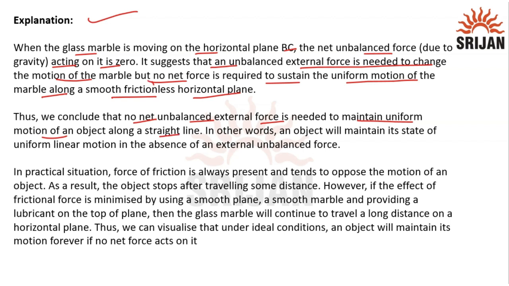But this is considering a frictionless surface. If it is a friction surface, there are basically external forces acting on it. So this is the observation that is made. In a practical situation, the force of friction is always present, and it tends to oppose the motion of an object, resulting in the object stopping after traveling some distance. This is the explanation for this particular observation.